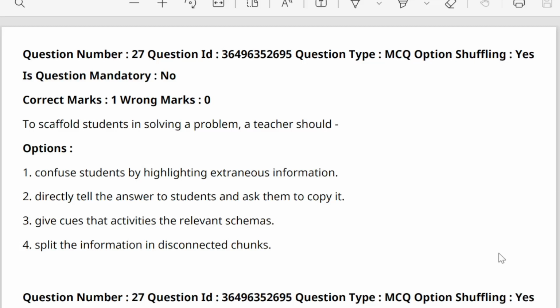The answer is 3. Give cues that activate the relevant schemas, because that is how you will scaffold students, that is, build upon their knowledge so that they can solve the problems. We should not confuse students. We should not directly tell the answers to the students or give them disconnected chunks of information.